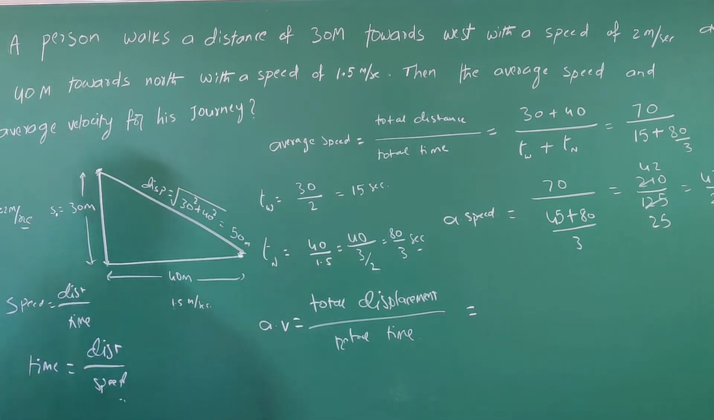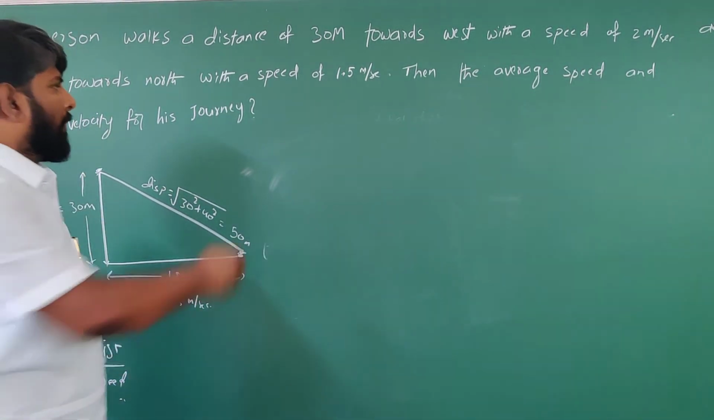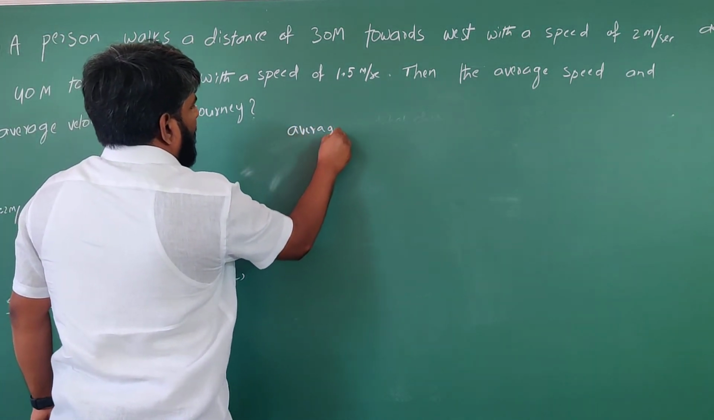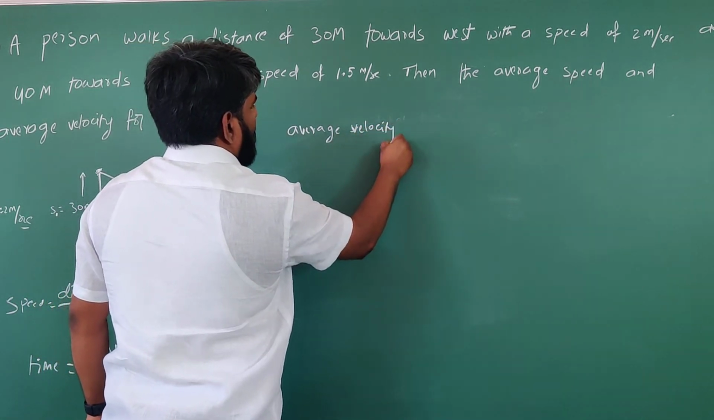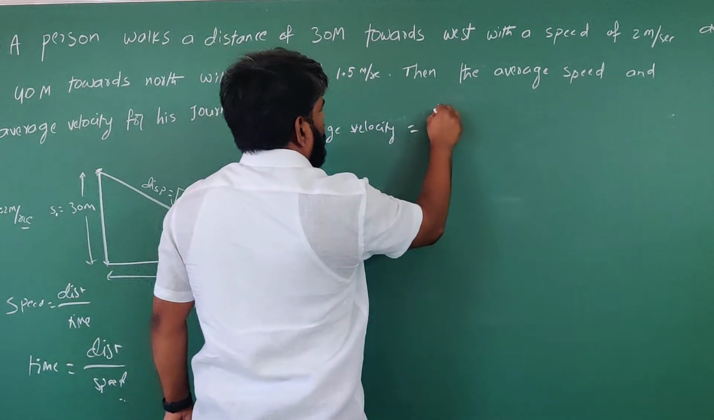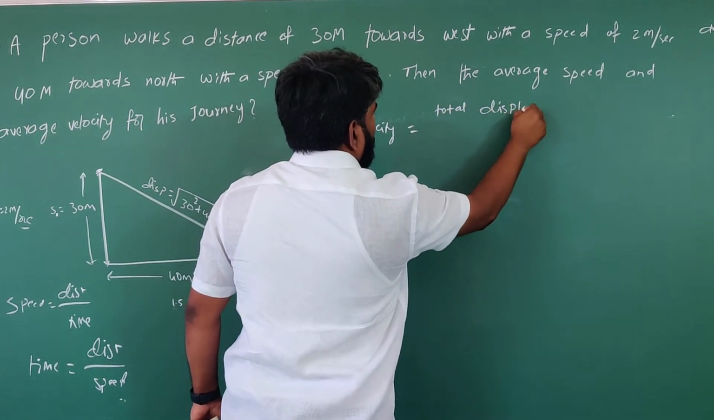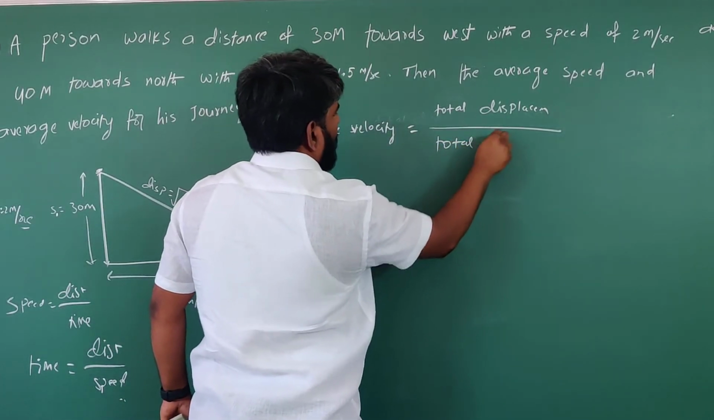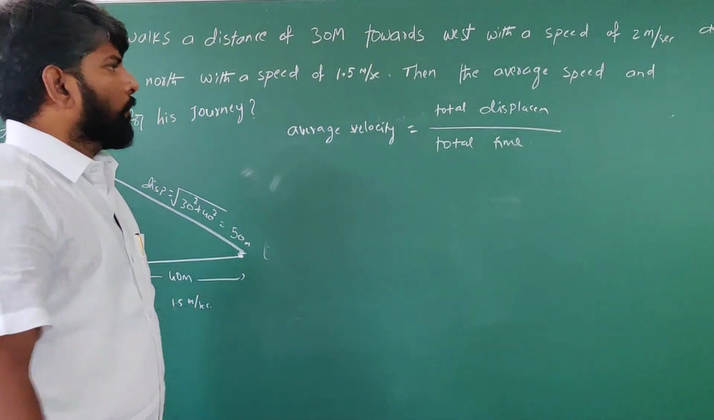Okay, students? Or else just wait, I am going to explain clearly. So second, what do we want to find out here? Average velocity. So what is the formula? Total displacement by total time.